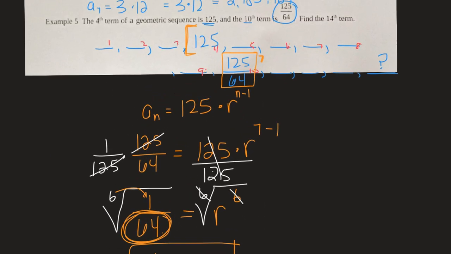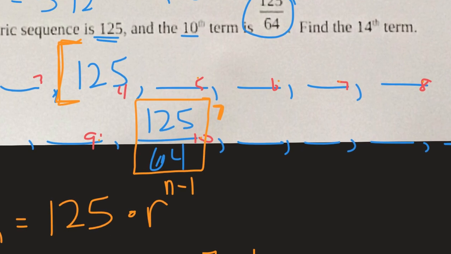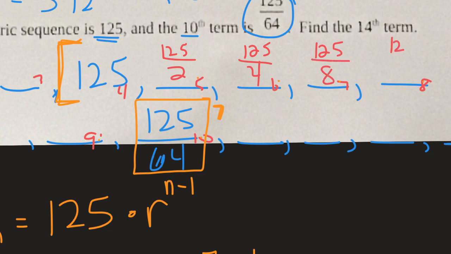So let's see if that makes sense in our problem. If this is 125, our next number is 125 divided by 2. And then 125 divided by 4. And then 125 divided by 8, I believe. And then 125 divided by 16. Because we keep on multiplying the denominator by 2, which makes it 1/2. So yes, that does in fact work out to give me a 7th term of 125 over 64.